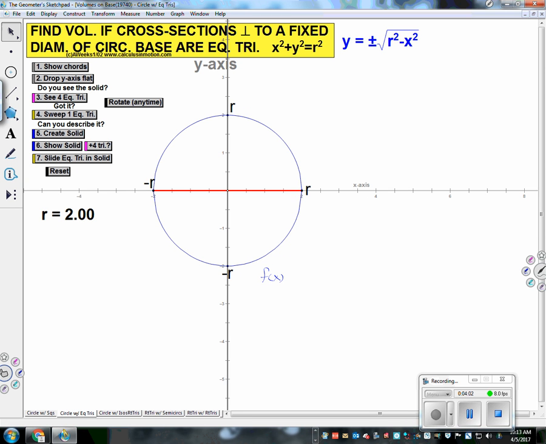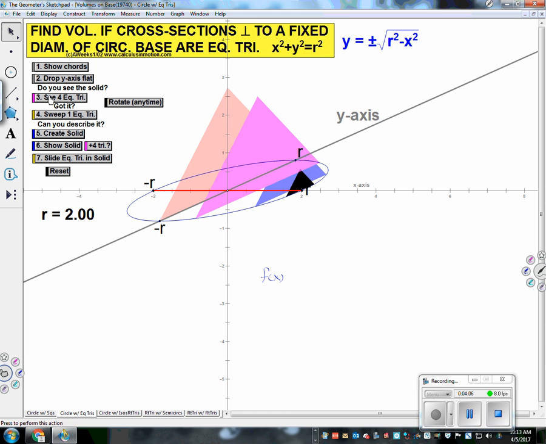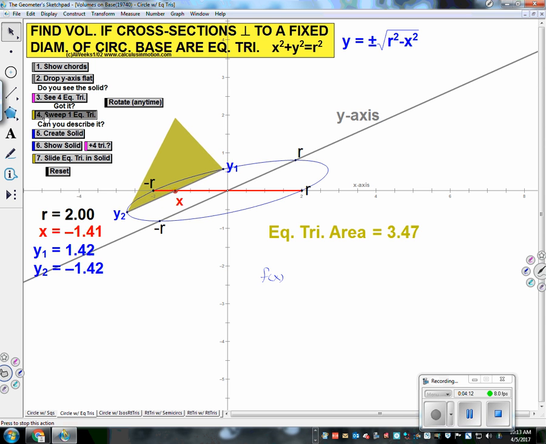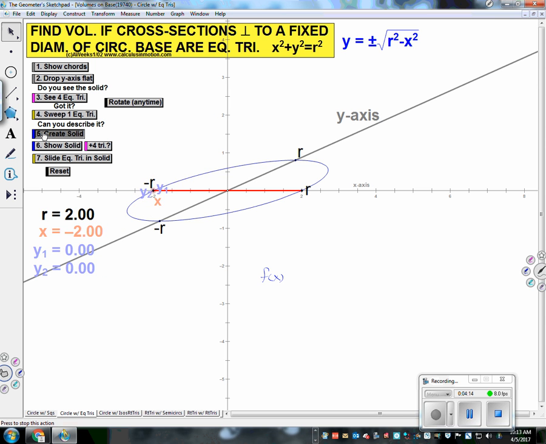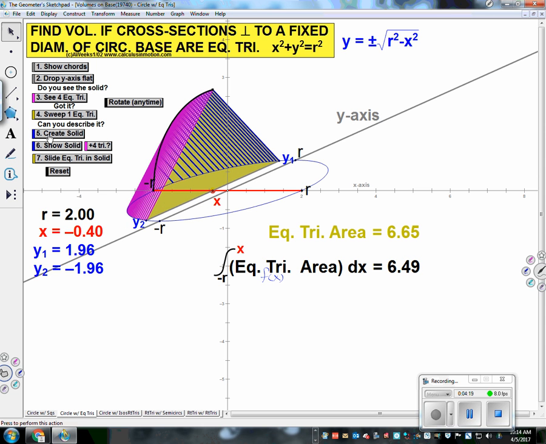We can do this also with equilateral triangles. I'm just going to show you those 4. This one is equilateral. Yeah, 3 sides are equal on them. And we can sweep that triangle. We also can create the solid. Very cool. So I'm just going to hit reset and then go back to our lesson.